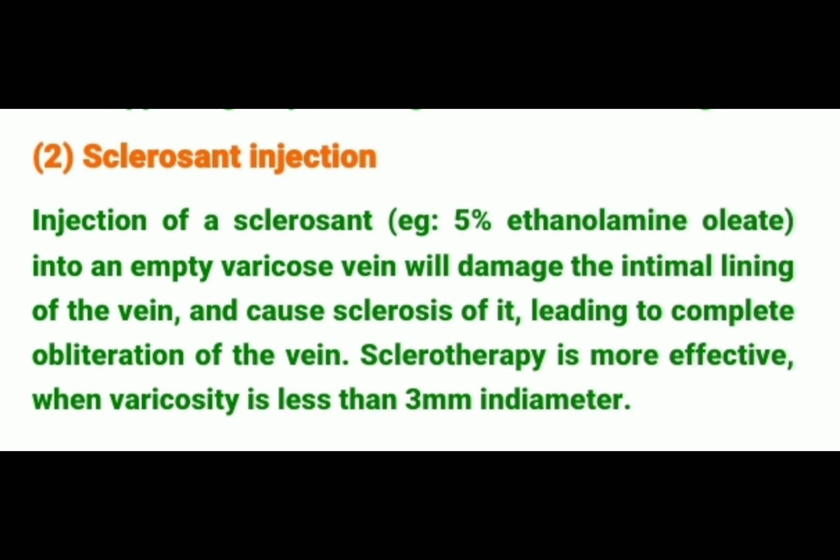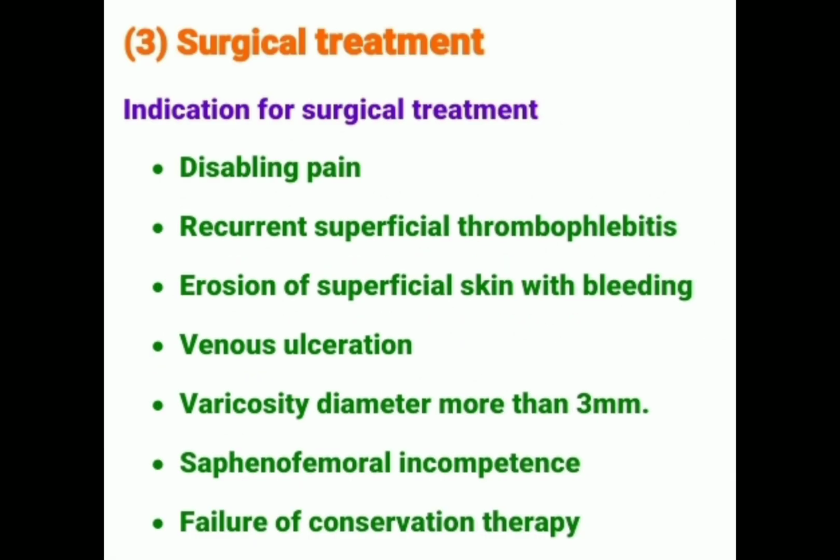Surgical treatment. Indications for surgical treatment: disabling pain, recurrent superficial thrombophlebitis, erosion of superficial skin with bleeding, venous ulceration, varicosity diameter more than 3 mm, saphenofemoral incompetence, failure of conservative therapy are the indications for surgical management of varicose veins.